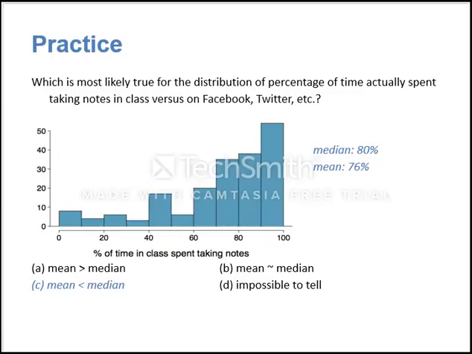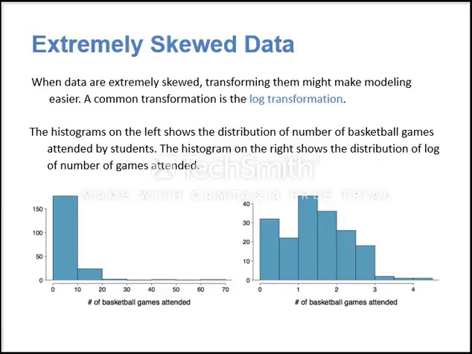Well, I would make the claim that the mean is going to be smaller than the median here. The mean's going to be pulled down by these low observations where certain people had very low percentages of time. A majority of people had high percentages of time. So the mean was 76%, while the median was 80%. So we see the effect of those outlying left observations on these measures of central tendency.